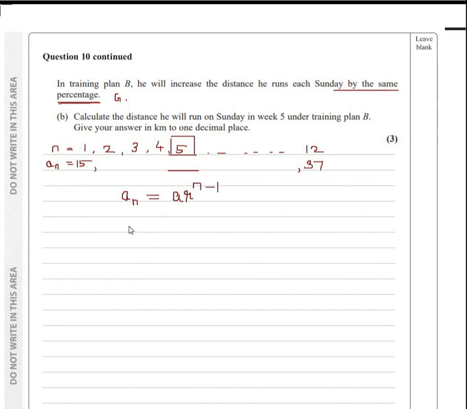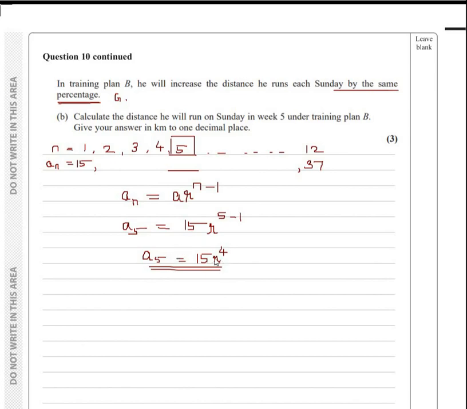Here we need to find out how much he runs in the 5th week. So a is 15, the first term in the sequence. R we do not know. R is the common ratio, and we need to find it. So it is raised to the power of 5 minus 1. So we have A5 equals 15 R raised to 4. Now we'll keep this the way it is.